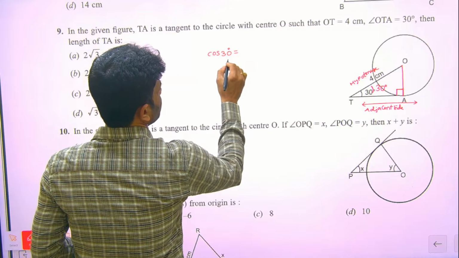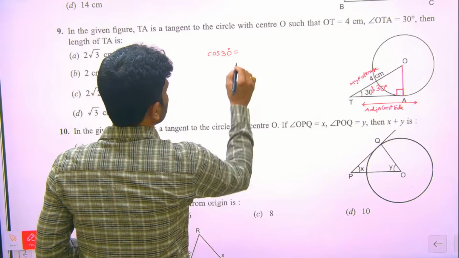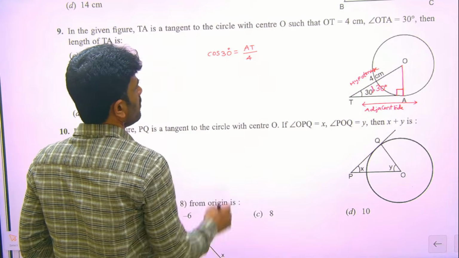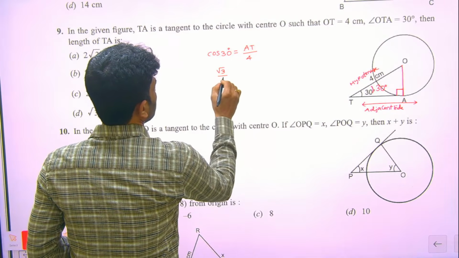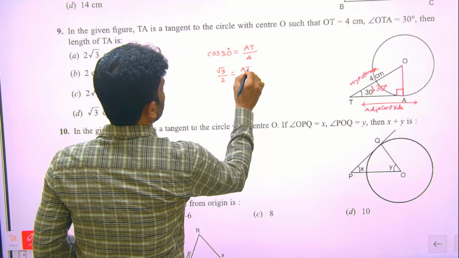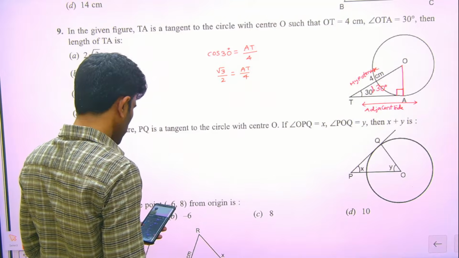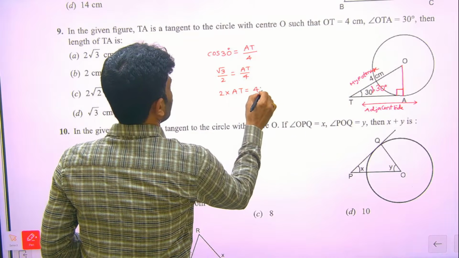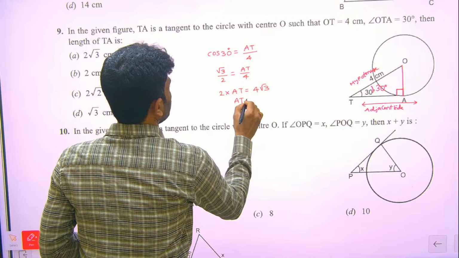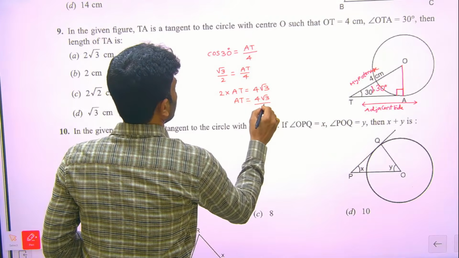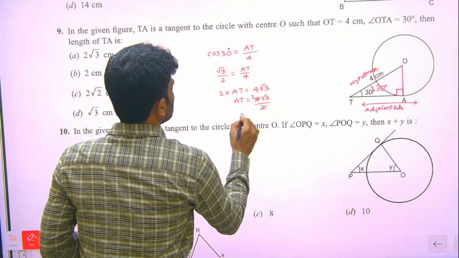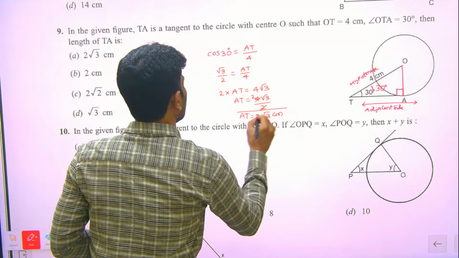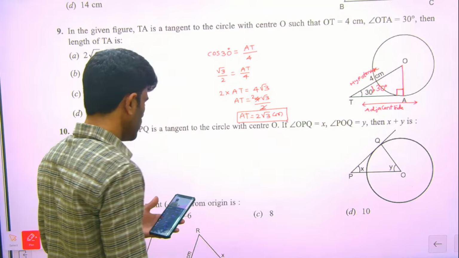Cos 30 degrees is equal to adjacent by hypotenuse. Adjacent side is AT, by hypotenuse is 4, it is given 4. Cos 30 degrees is how much? Root 3 by 2 is equal to AT by 4. Now we do cross multiplication. 2 into AT is equal to 4 root 3. AT is equal to 4 root 3 by 2. 2 cancels. So AT is equal to 2 root 3.